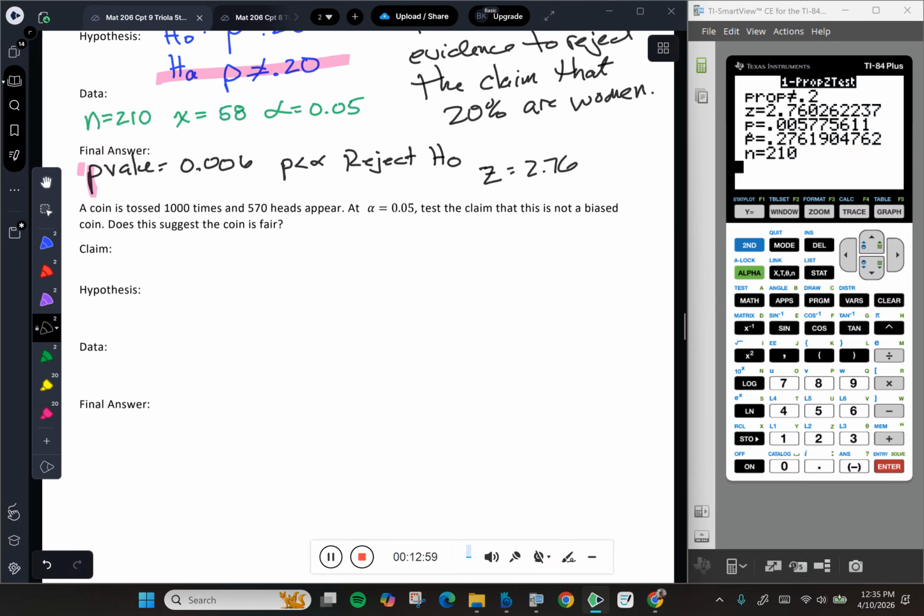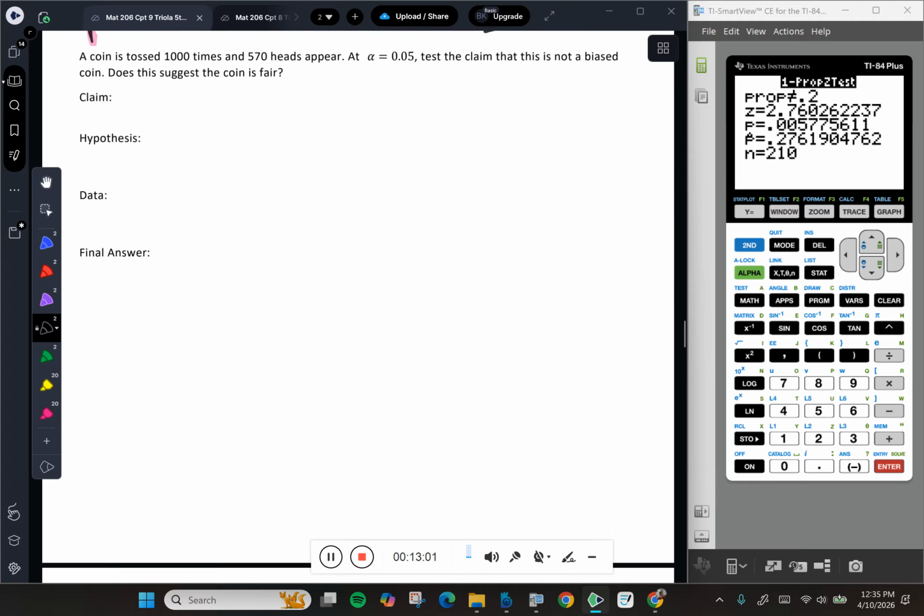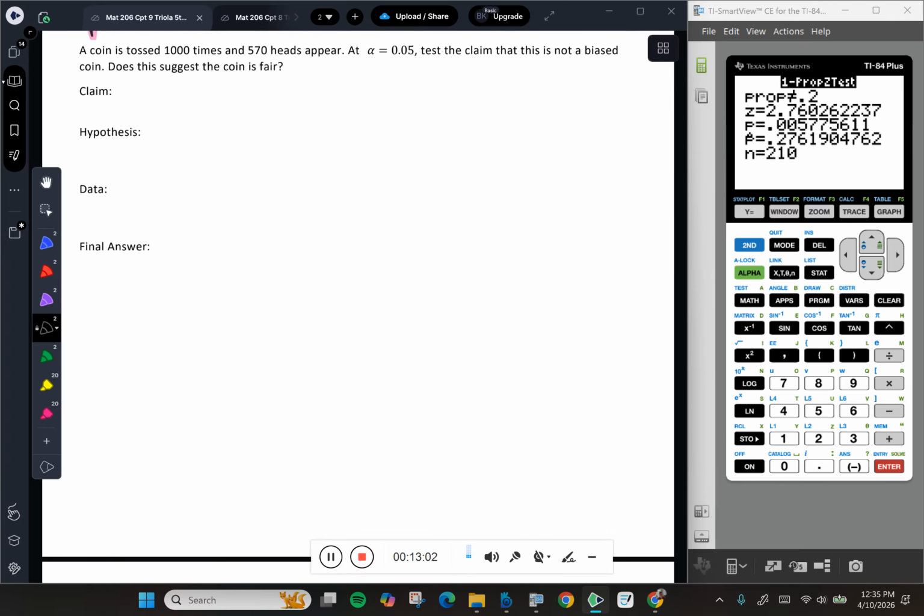All right, our last example. A coin is tossed 1,000 times and 507 heads appear. At a significance level of 0.05, test the claim that this is not a biased coin. Okay, so my claim is it's not biased. So what does that mean?